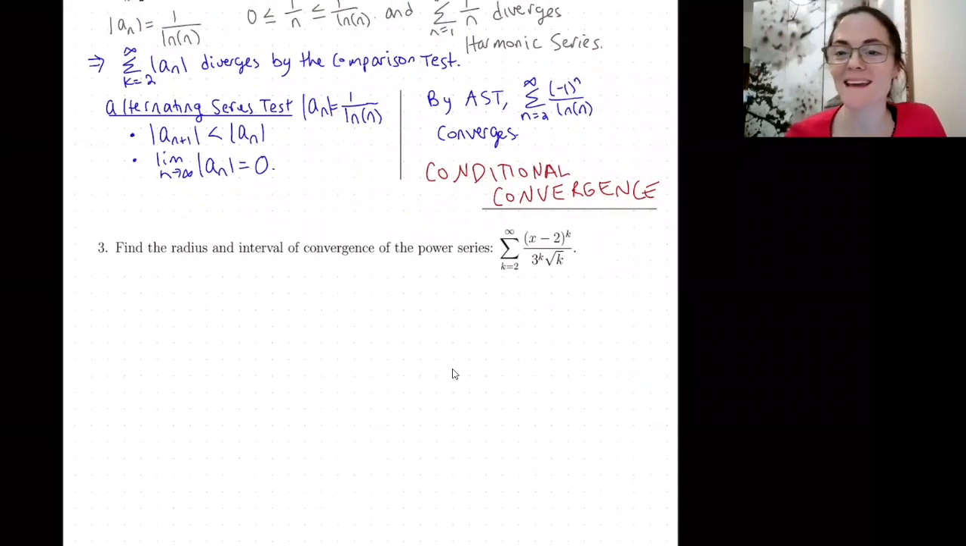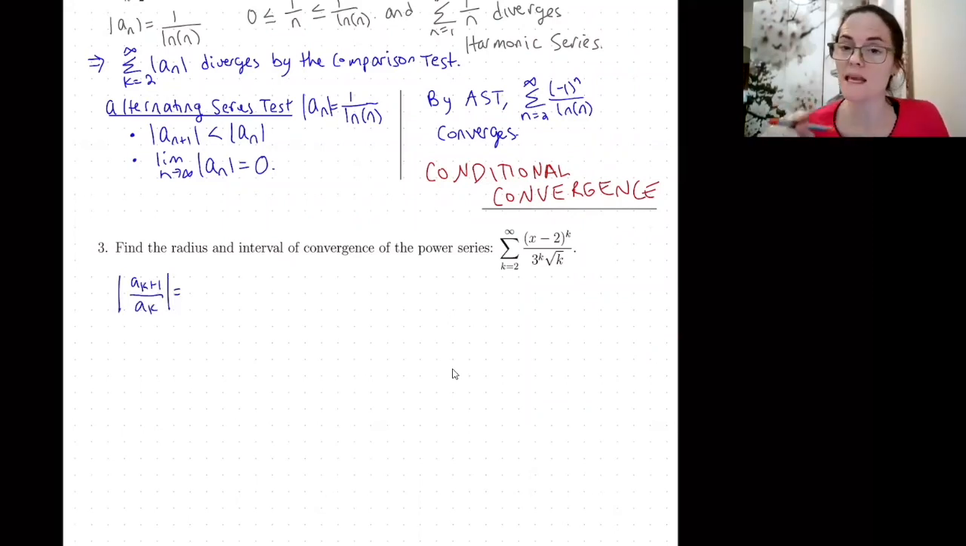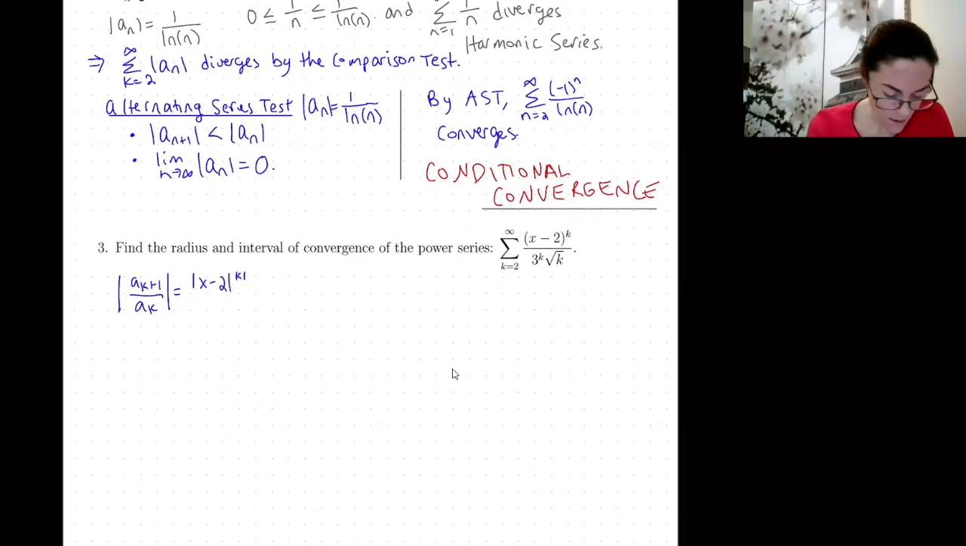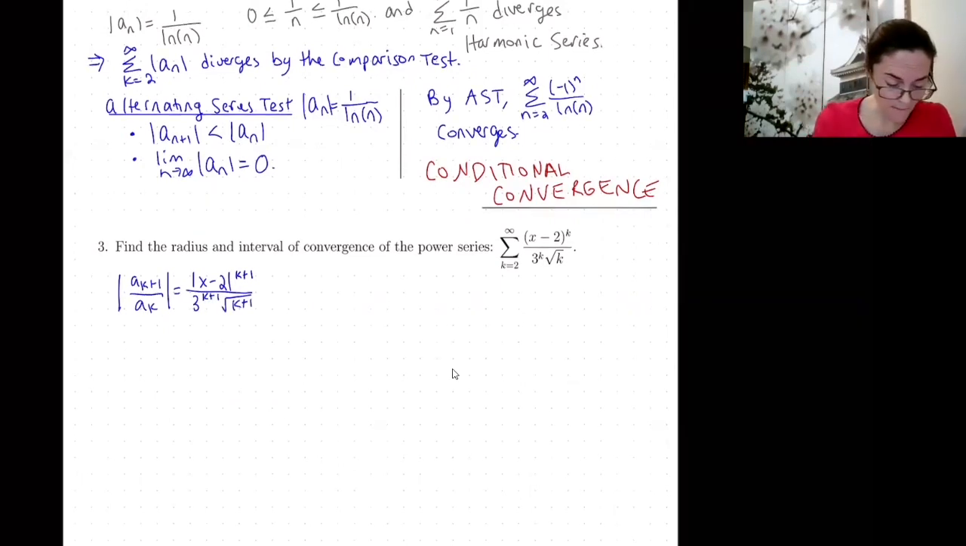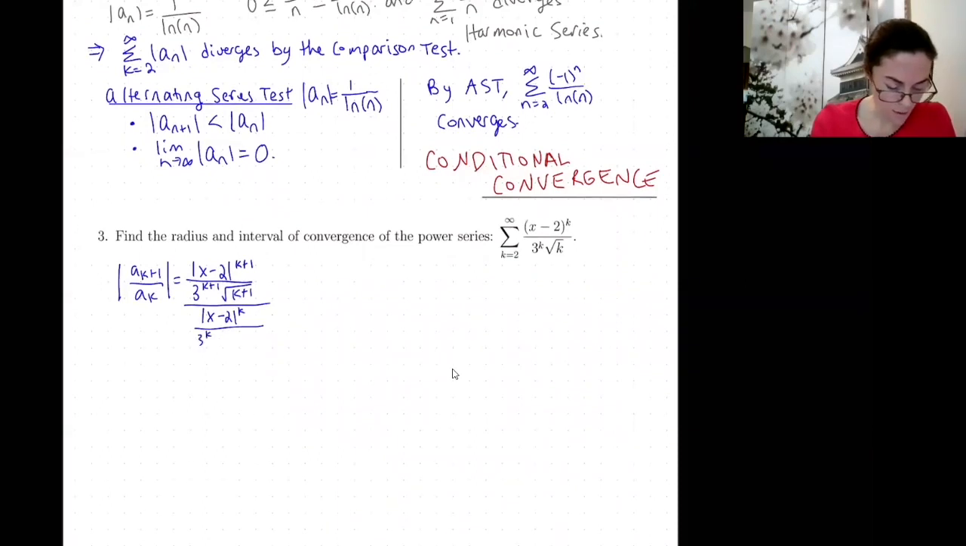Okay, number 3, we want to find the radius and interval of convergence for this power series. Ratio test. Okay, so here we go. We look at the absolute value of a_(k+1) over a_k. 3 to the k is non-negative, square root k is non-negative, and so we really just need absolute value on the x part. And then we have divided by 3 to the k plus 1, square root k plus 1, and then we divide by absolute value of (x minus 2) to the k over 3 to the k, square root k.